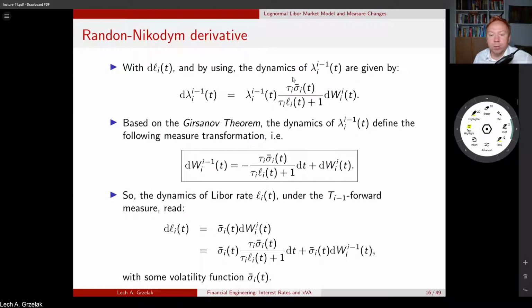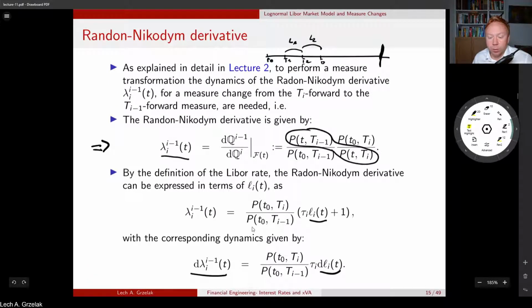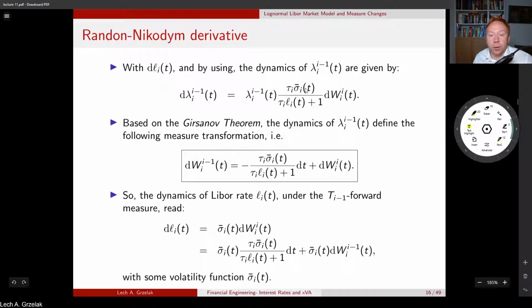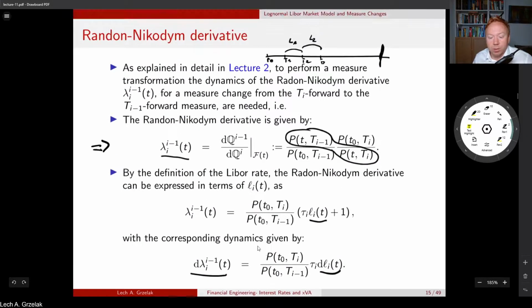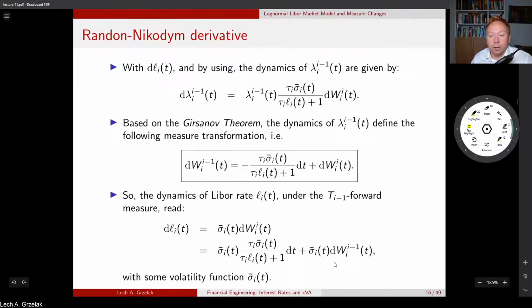In the next steps, of course, what we have to do is substitute the definition. So here we substitute the definition of the Libor rate, so the dynamics of the Libor rate under that corresponding measure. And then we end up with those terms. I did a few more steps: first I substituted the dynamics of the Libor rate, and then I extracted this lambda I minus 1. Because this is exactly the essence of a Radon-Nikodym derivative and a Girsanov theorem, we need to have dynamics of the following form.